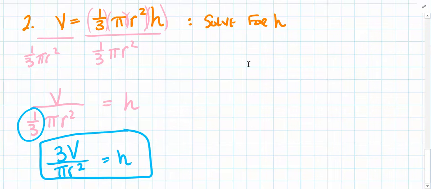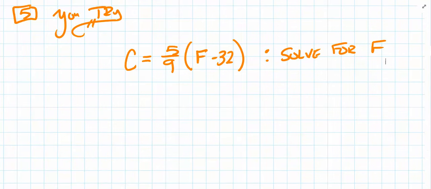Okay, everybody, so check this out. This is the way that we convert Celsius and Fahrenheit. There's two different ways of measuring temperature, Celsius and Fahrenheit. So Celsius is equal to 5/9 the quantity of Fahrenheit minus 32. I'm wondering, can you, in your groups, solve that for F?